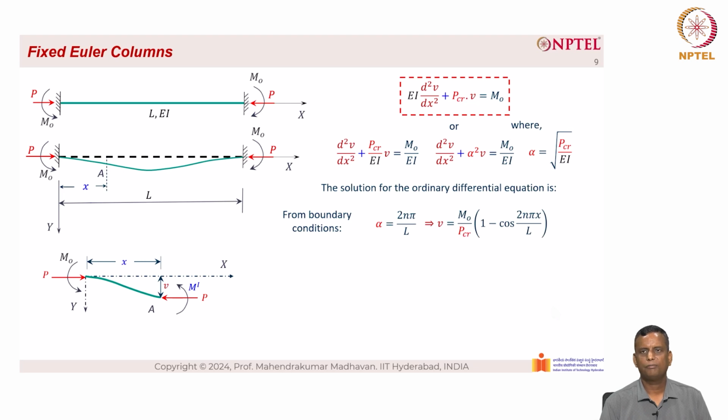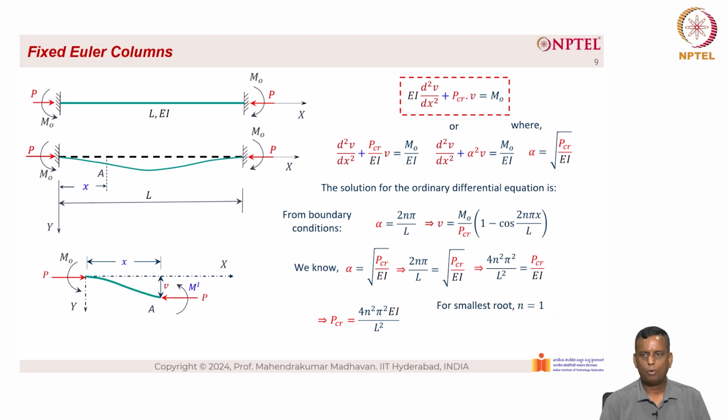So which implies v equal to m naught by p critical into 1 minus cos 2n pi x by L. Now we know that alpha equal to root of p critical by ei, which is equal to 2n pi by L. So when we square on both sides, we get 4n square pi square by L square is equal to p critical by ei. So p critical is equal to 4n square pi square ei by L square. For the smallest root, the first mode of buckling, n equal to 1, which indicates p critical equal to 4 pi square ei by L square.